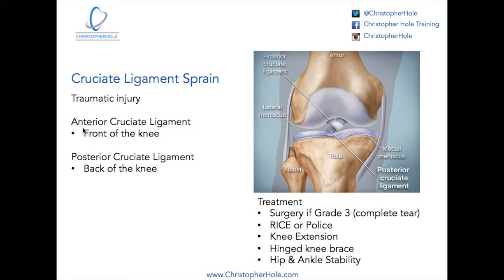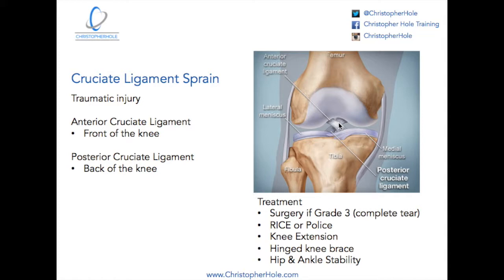Some of the anatomy involved: you've got the anterior cruciate ligament, which is the one at the front of the knee, and then you've got the posterior cruciate ligament, which is at the back of the knee. If you look at this diagram here, you've got these two that cross. The one at the front is the anterior cruciate ligament, and the one that goes across the back is known as the posterior cruciate ligament. These are the ones that could become injured.